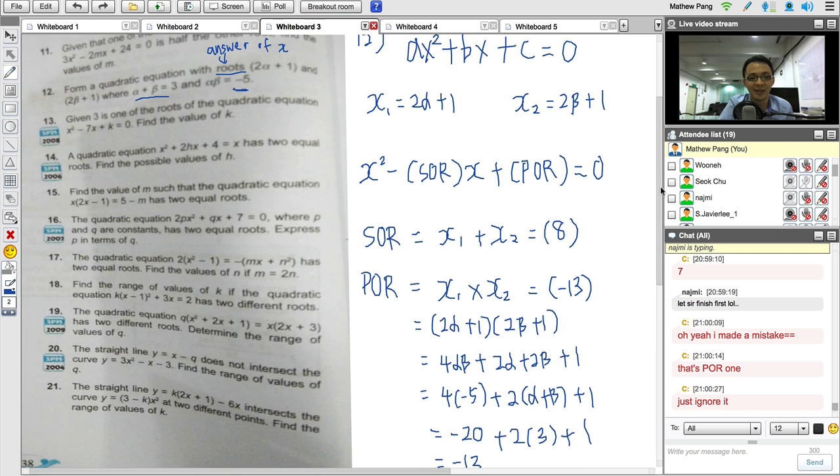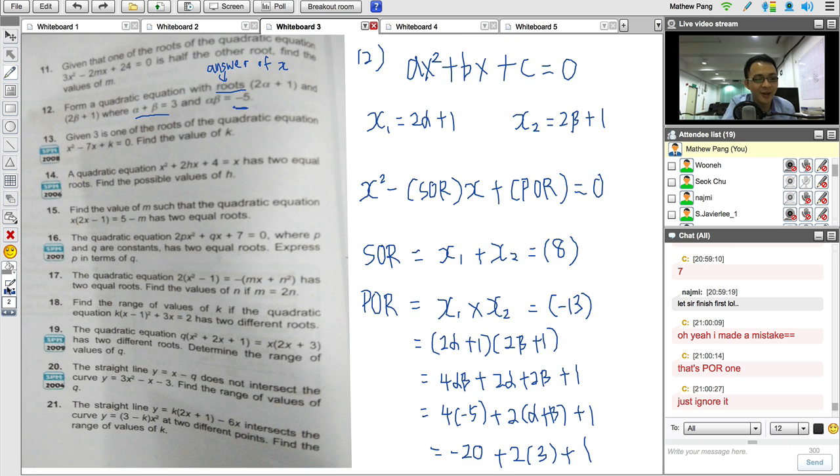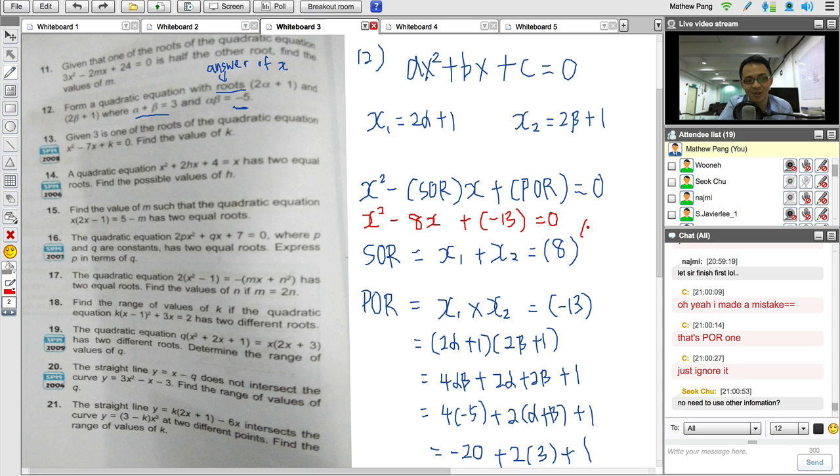Alright, based on how I solve this one, if you have any question, you just tell me. If I got all this information, what I can do is substitute into here. This is x squared. What's my sum of roots? Sum of roots is 8, right? So it's 8x. Plus my product of roots, negative 13, so minus 13 equals to 0. Yes, this is my quadratic equation. No need to use other information.